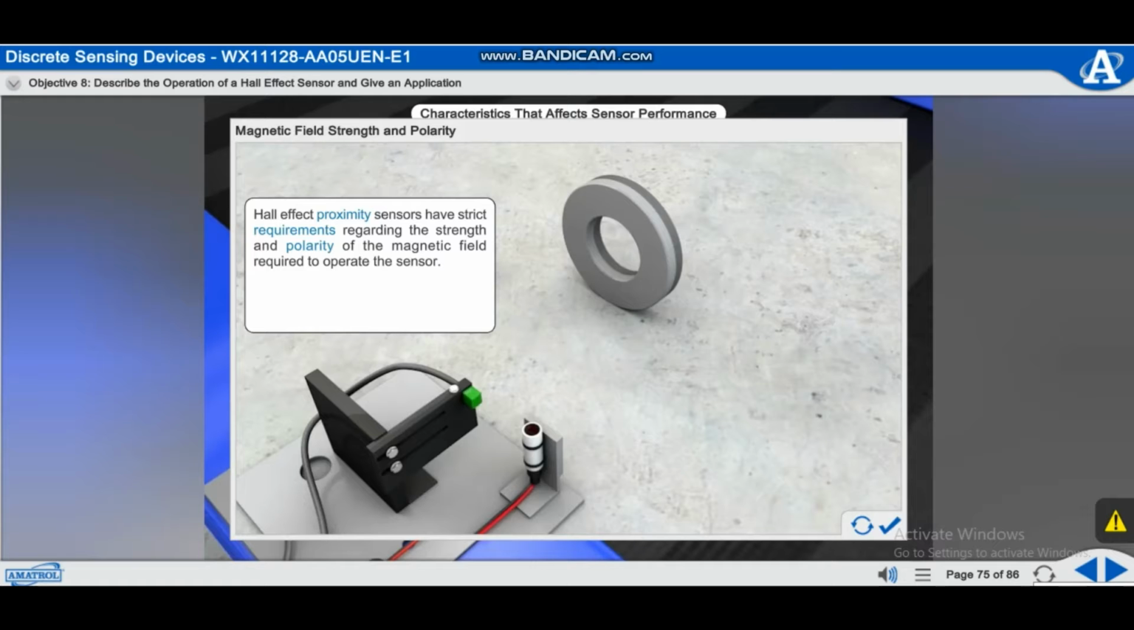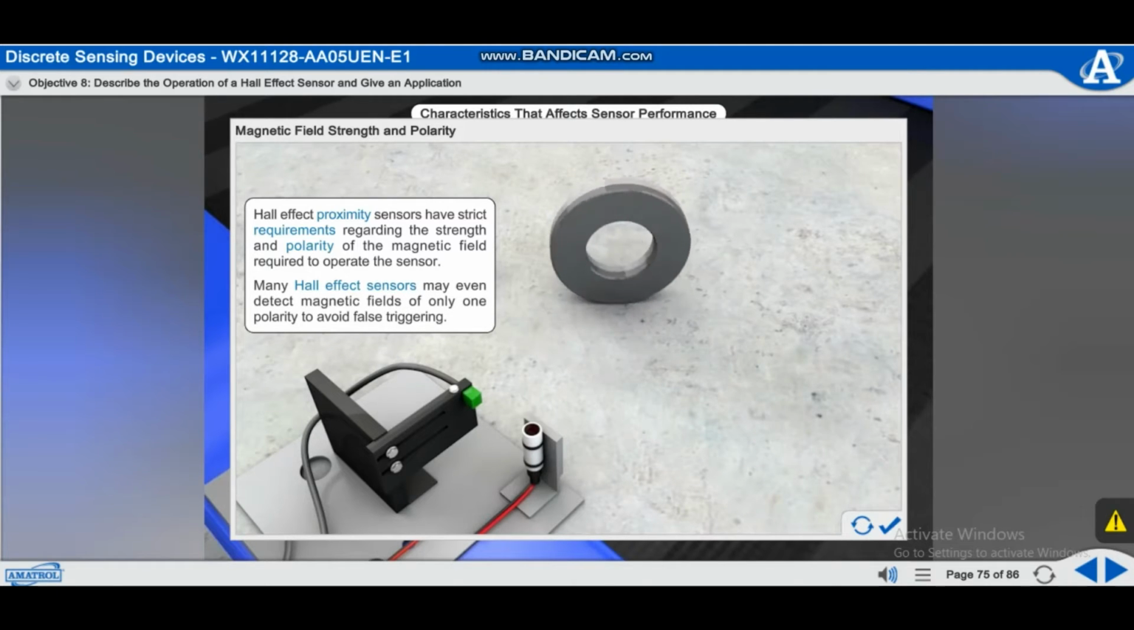Hall effect proximity sensors have strict requirements regarding the strength and polarity of the magnetic field required to operate the sensor. Many Hall effect sensors may even detect magnetic fields of only one polarity to avoid false triggering.